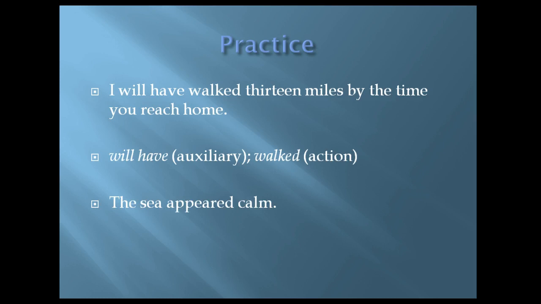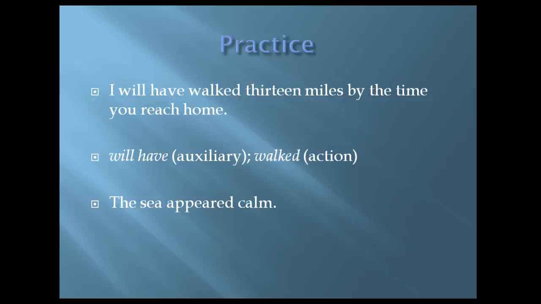The sea appeared calm. Appear can be an action verb if it means something like poof out of thin air appearing. It also can be a way of just saying it looked a certain way. The sea appeared calm. This is past tense. So we need to choose either was or were to test it. The sea was or the sea were. Was makes more sense. The sea was calm.